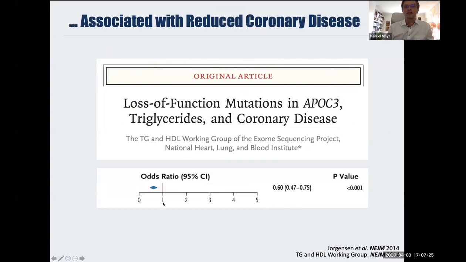And here you can see the corresponding data from the NHLBI cohort, where we see a 40% reduction in the odds ratio in people carrying this loss of function mutation in apolipoprotein C3. So again, this provides some genetic evidence that triglycerides may actually also play a role in cardiovascular disease.